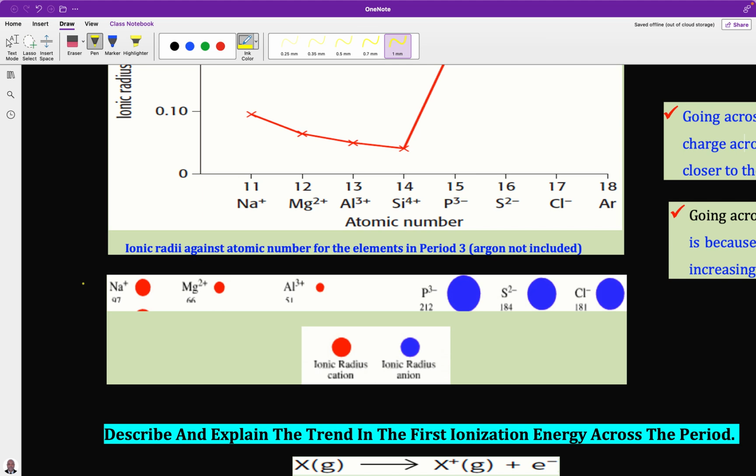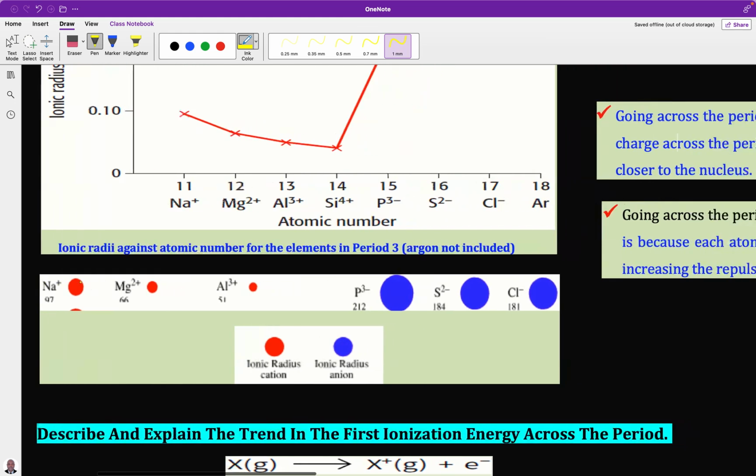That's all. From all this information, you can conclude that going across the period from sodium ion to silicon ion, the ion gets smaller because the increasing effective positive nuclear charge exerts a greater force of attraction on the outer shell, pulling them closer to the nucleus. That's okay.